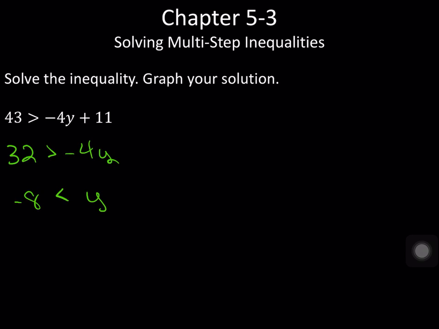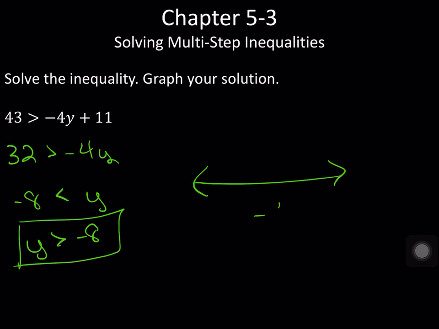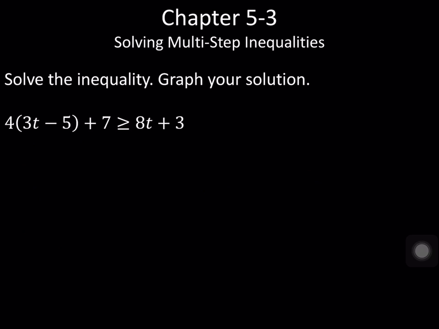And if we wanted to go ahead and rewrite it, we could. Again, the greater than sign has to point to the variable because it did before. And so your solution would be y greater than -8. Okay, the graph, just so you can kind of see, open circle and greater than would shade in this direction.